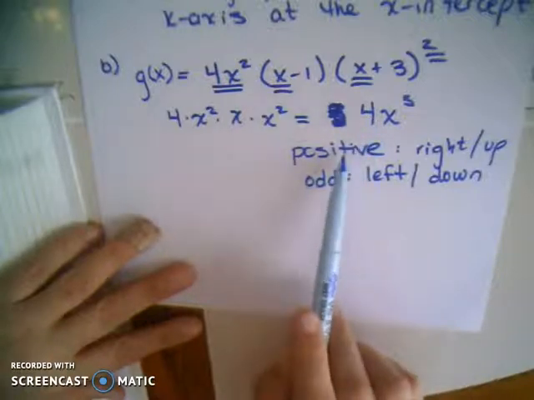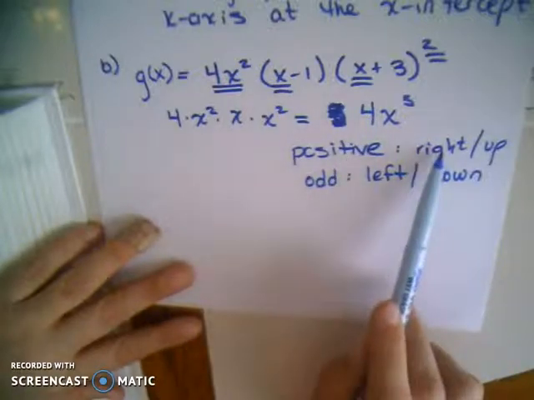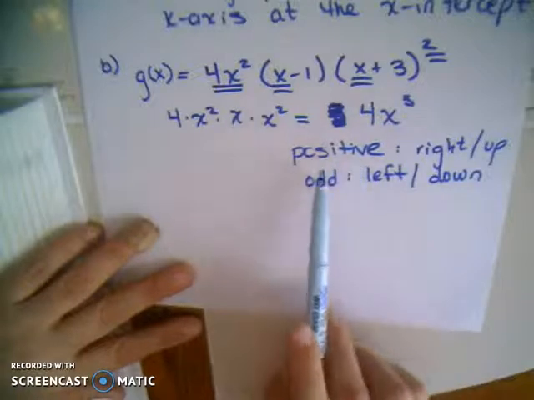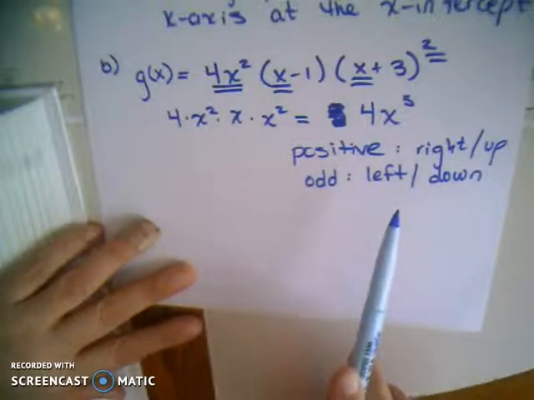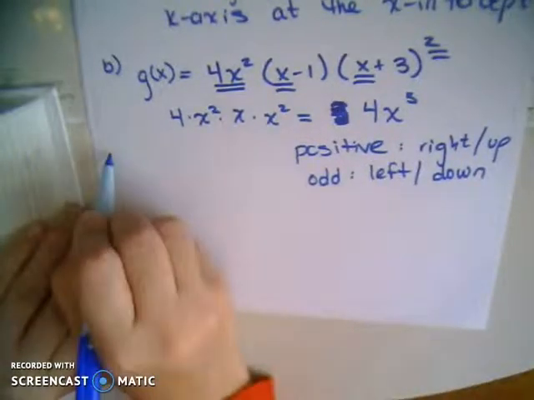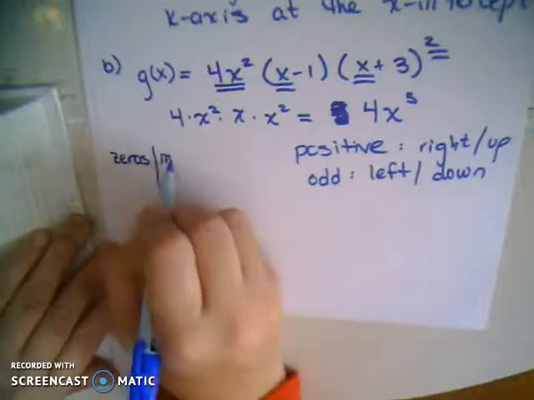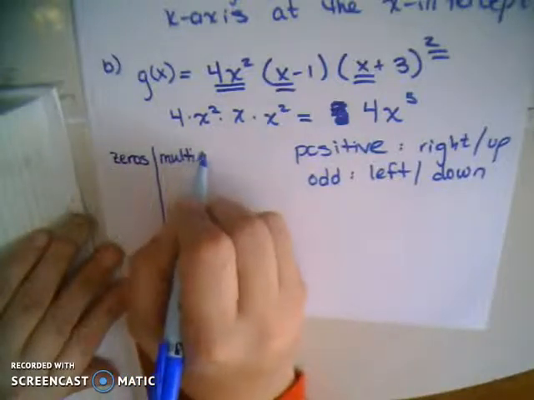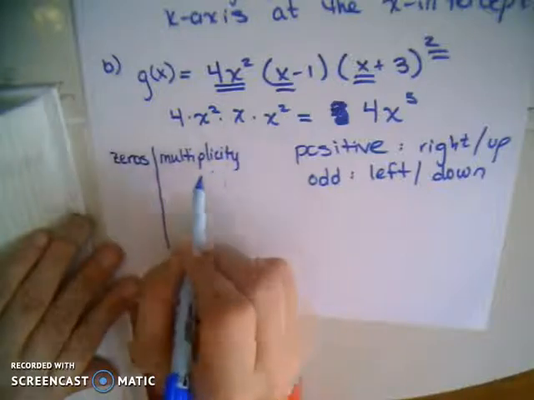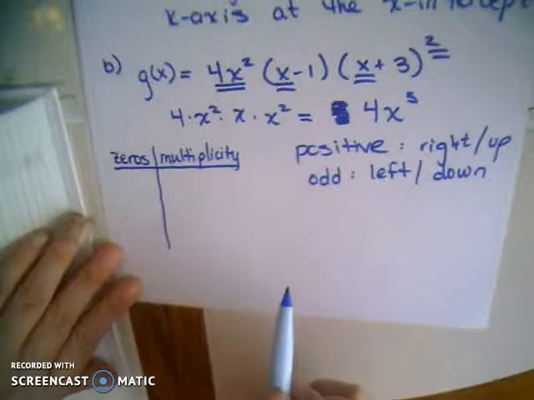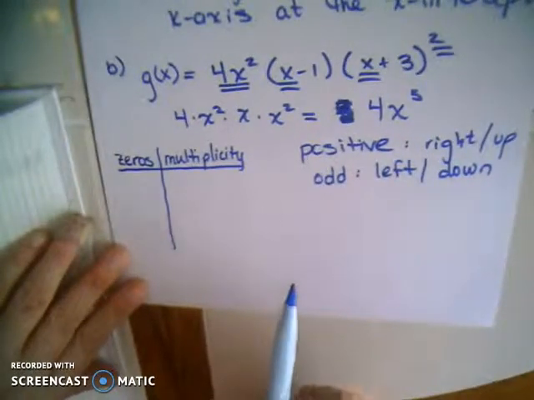So that leading coefficient is positive. That means the right-hand side of our graph is going up. And the exponent, or the degree for this polynomial, is odd. And what that means is the left-hand side does the opposite. So the left-hand side is going to go down. The other thing that's going to be really helpful is for us to identify the zeros and their multiplicities. Because if the multiplicity is even, we're just going to bounce off the x-axis. If the multiplicity is odd, we are going to cross through the x-axis.